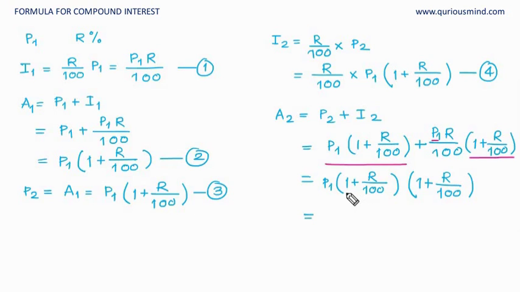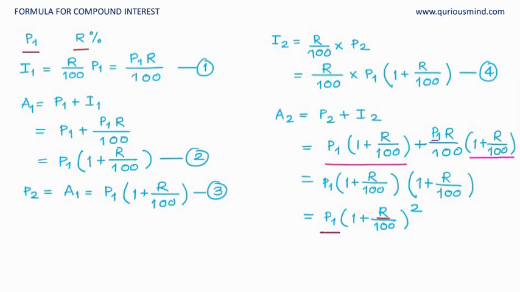And if you see here, 1 plus R upon 100 into 1 plus R upon 100. So the same term multiplying itself. So it is a square. So A2 is P1 into 1 plus R upon 100 whole square. And this is the amount. We started with this principal here. We started with R, the same R.